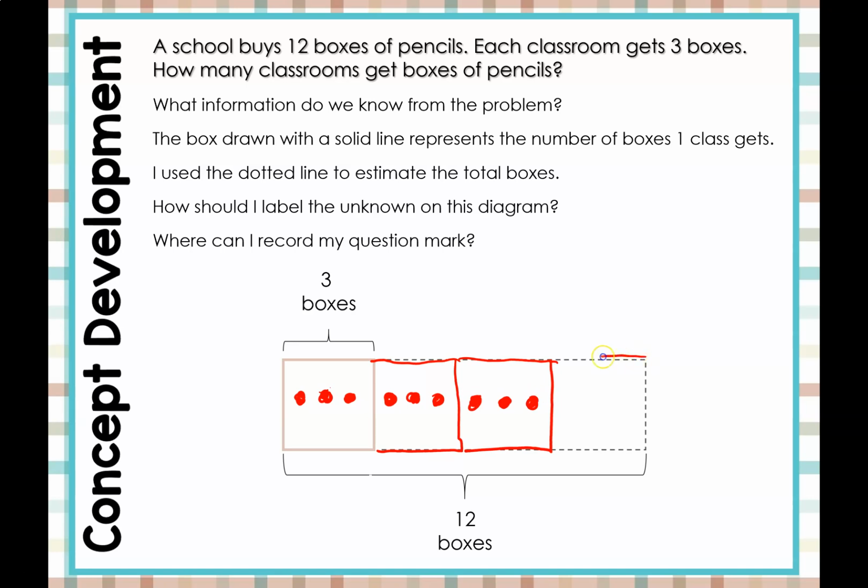Let's add one more. 1, 2, 3. Now if I skip count by 3s, I would have 3, 6, 9, 12. We made it to 12. So did we find our answer? What were we looking for? What was our unknown in this problem?